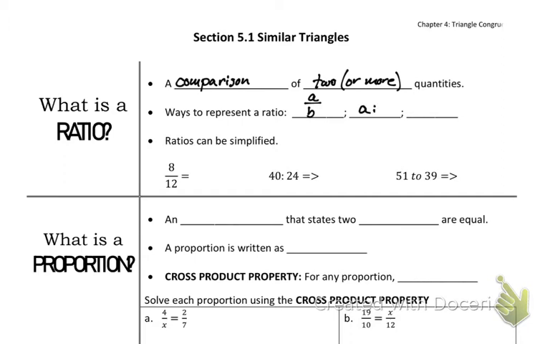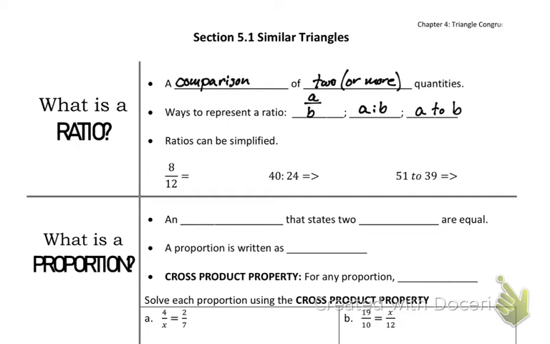We can also use a colon. So if you ever see A colon B, it means the exact same thing as A over B. So 2 colon 1 is the same thing as 2 over 1. The last way we can do this, we can replace that colon with the word "to." We can use A to B. Those are 3 different ways to represent ratios.